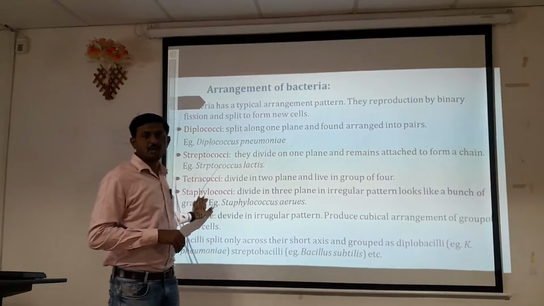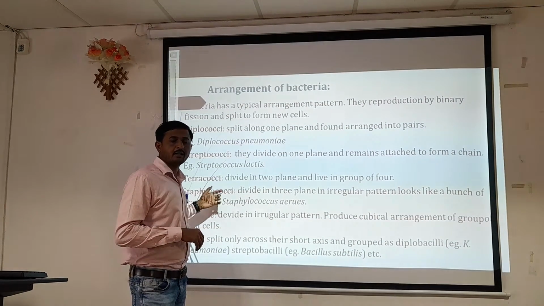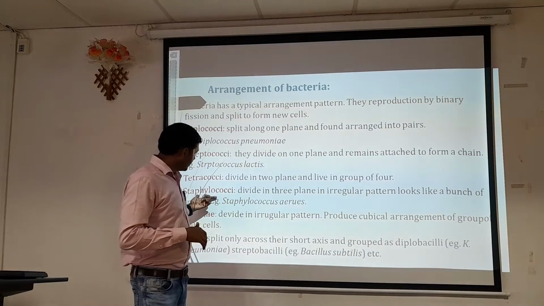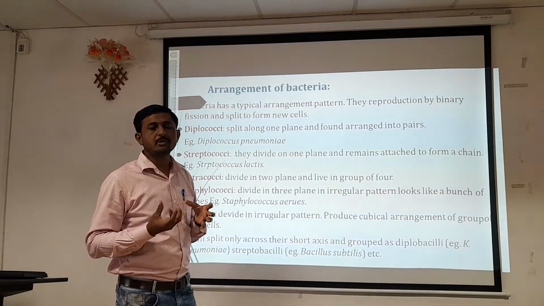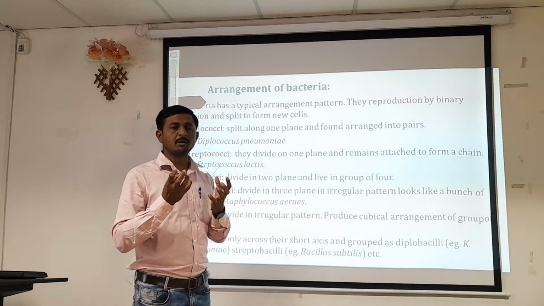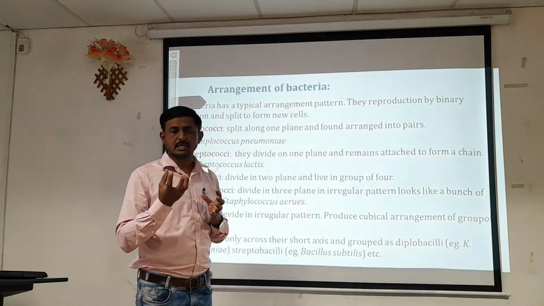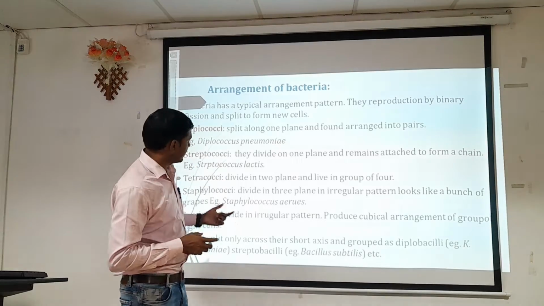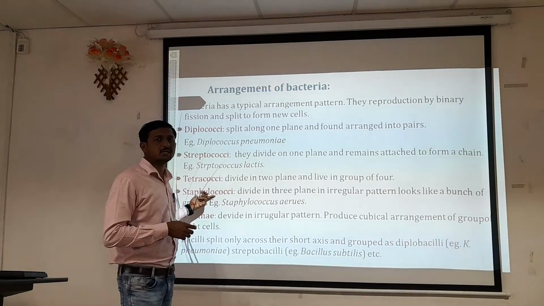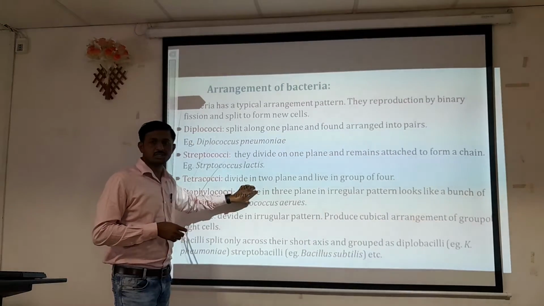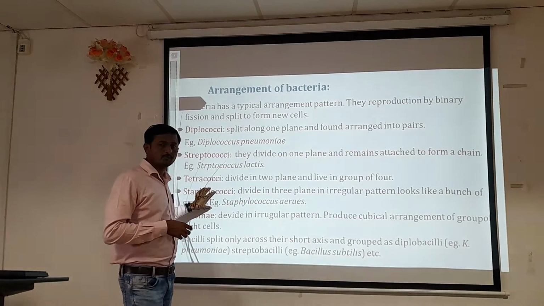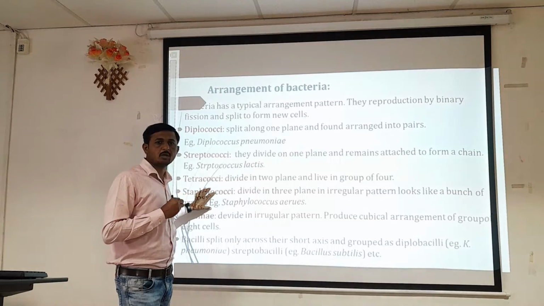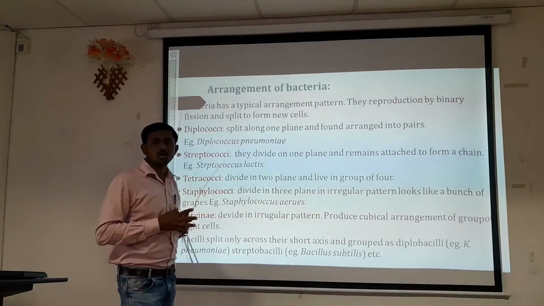So staphylococci is another group of bacteria, or another arrangement of bacteria. In these, the bacterial cells are arranged so that they look like a bunch of grapes. If we observe that kind of arrangement under the microscope, that particular structure is called staphylococci. An example of this group is Staphylococcus aureus.